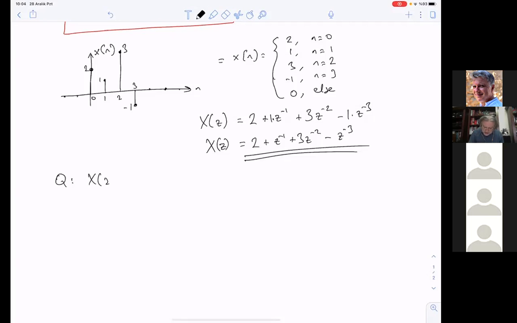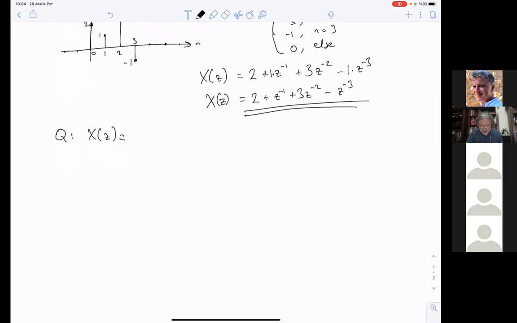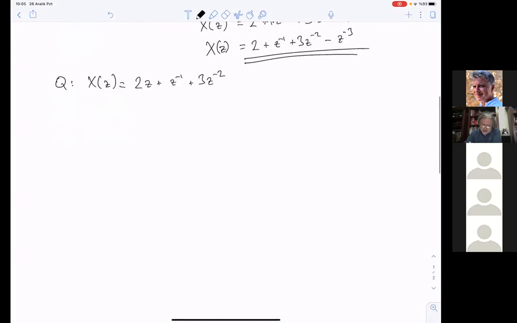I give you X of Z as something, let's say 2Z plus Z to the minus 1 plus 3Z to the minus 2. So this is my Z polynomial. Is it a Z polynomial? The answer is yes. And what is the signal then? This is capital X of Z. So what is X of n? Or can we plot X of n? And the answer is a big yes.